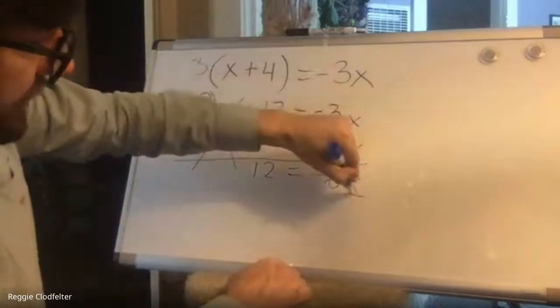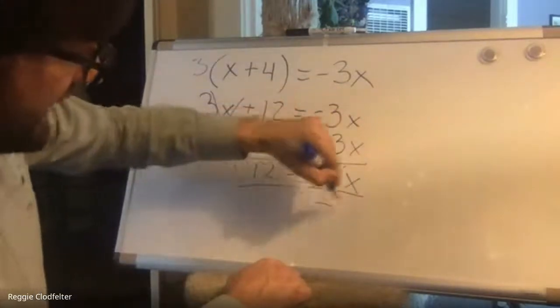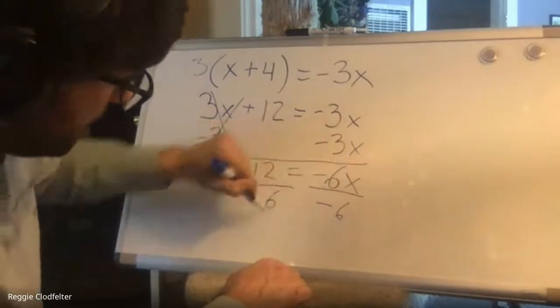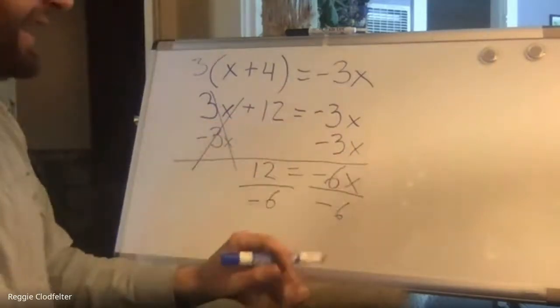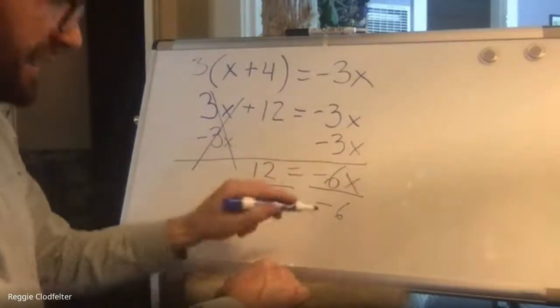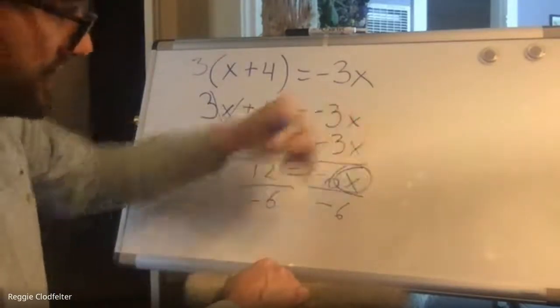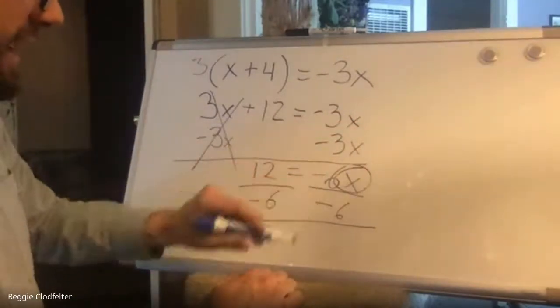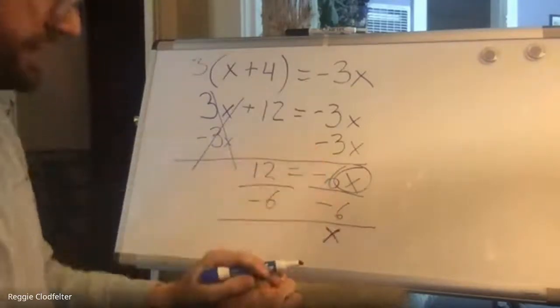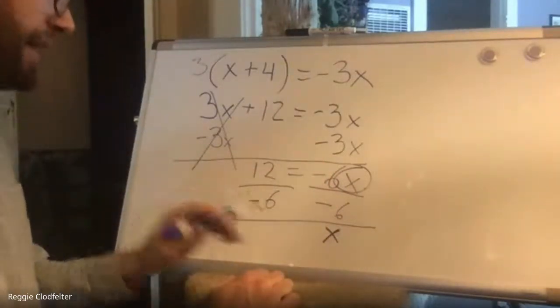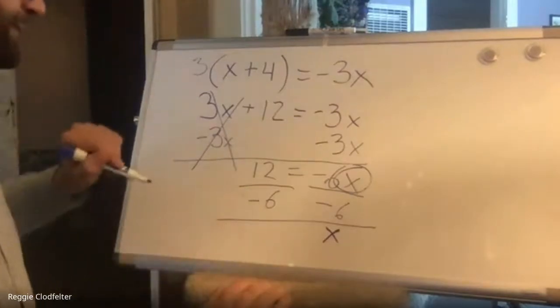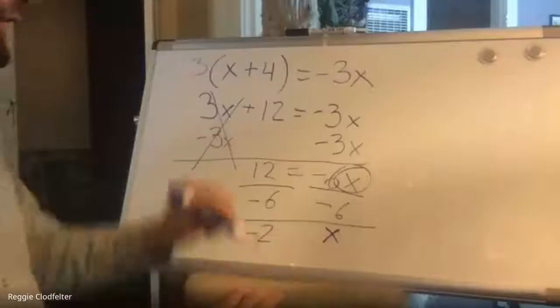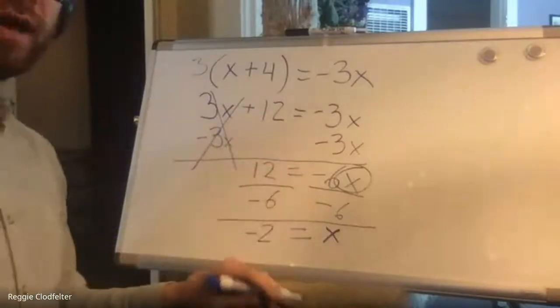The last thing I need to do is divide both sides by negative 6 because I want to leave just an x alone on one side. Negative 6 times x divided by negative 6 leaves just x. And 12 divided by negative 6 equals what? Negative 2. Exactly. So I'm now left with negative 2 equals x.